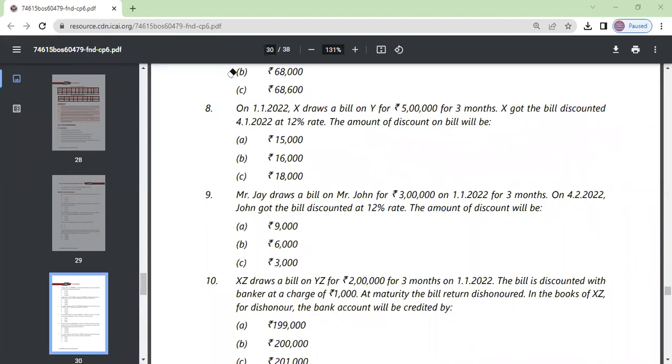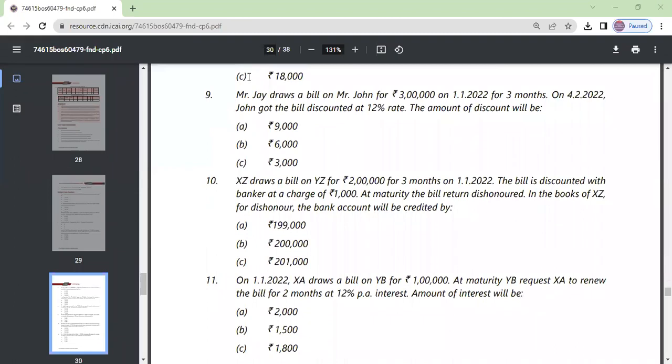Now, coming to 9th question. Mr. J draws a bill on Mr. John for 3 lakhs on 1/1/2022 for 3 months. Okay, maturity date equal to 4th April 2022. We know we are perfect in the bills of exchange for calculating due date and maturity date, no problem. On 4th February 2022, it means after 1 month. Okay, what about maturity date? 4th April. It means before 2 months. John got the bill discounted at 12% rate.